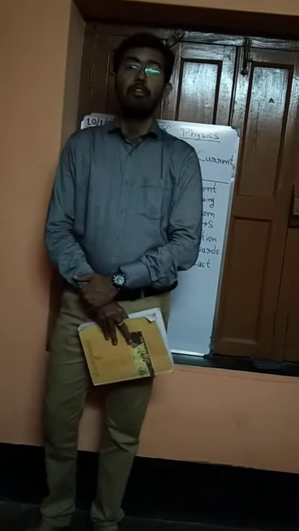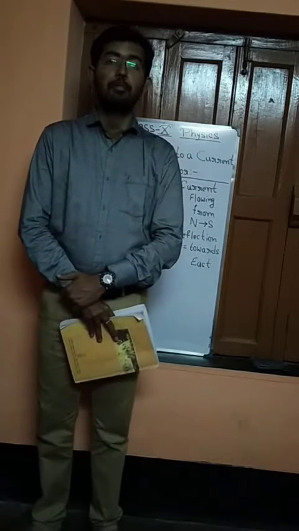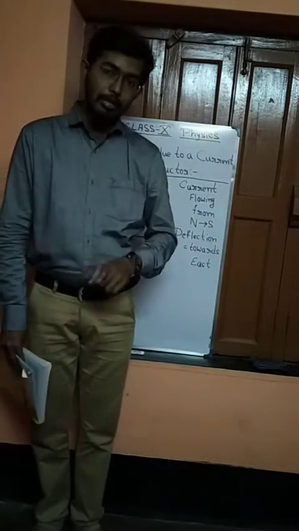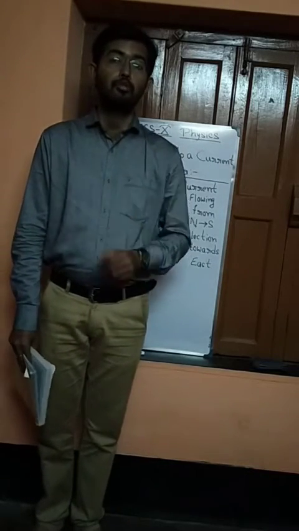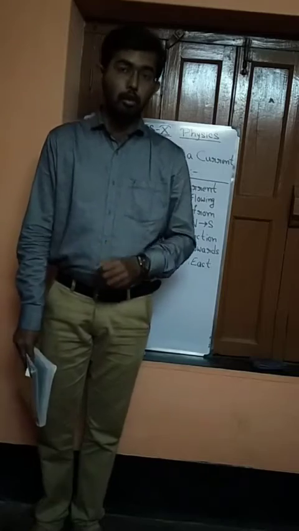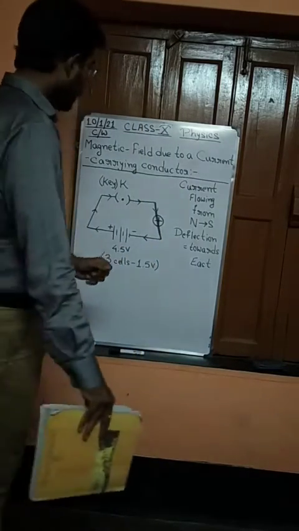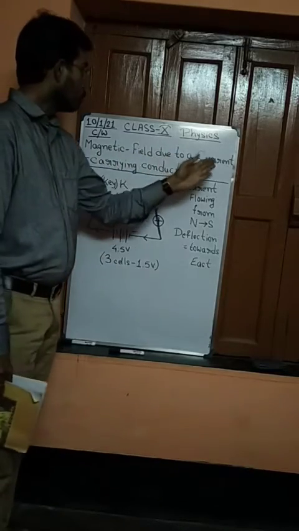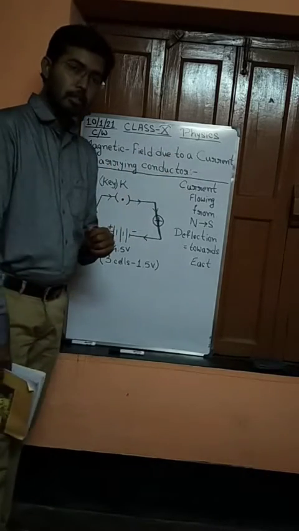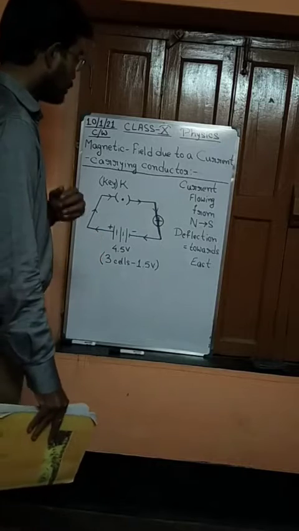Now, one question arises: what will be the direction of the magnetic field if the current flows through a straight conductor, if a current flows through a straight wire? For this reason, we are doing an activity, which is the magnetic field due to a current carrying conductor. So what we have to do, students, let's have a look.